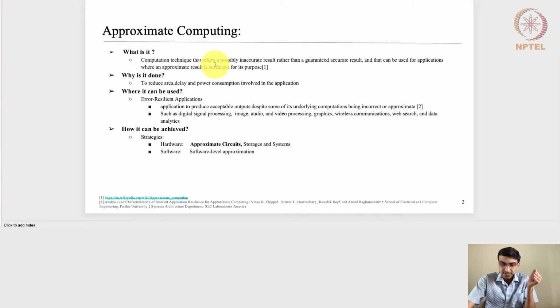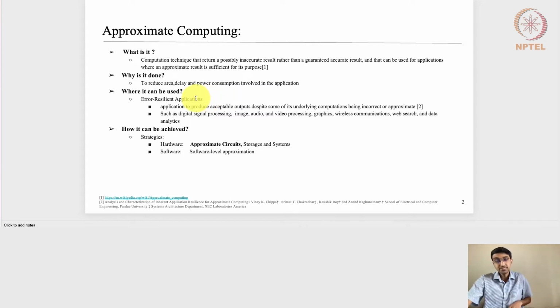Now, what is it? It is a computation technique that possibly returns inaccurate results. Instead of expecting accurate results, we are expecting inaccurate results. And it helps reduce the area, delay, and power consumption involved in the circuit design, which goes into a system-on-chip design. It is heavily used in error-resilient applications, where even if you have some kind of an error, it doesn't really matter that much.